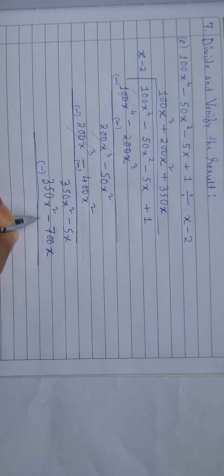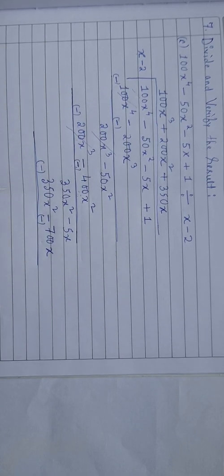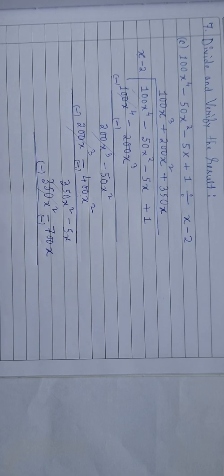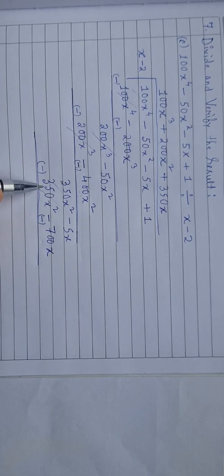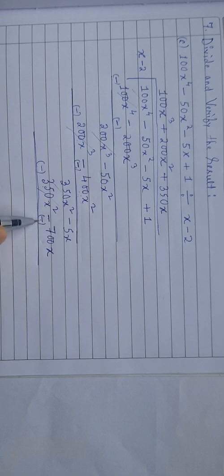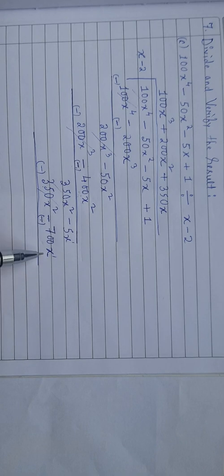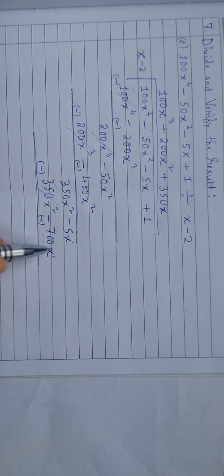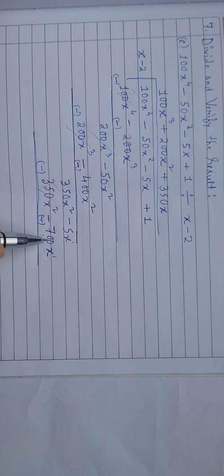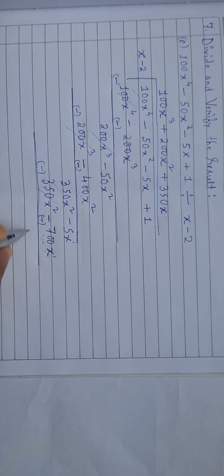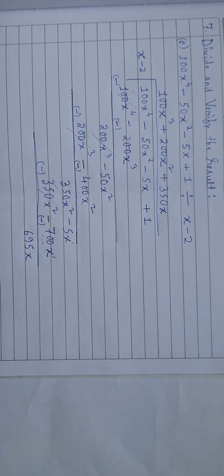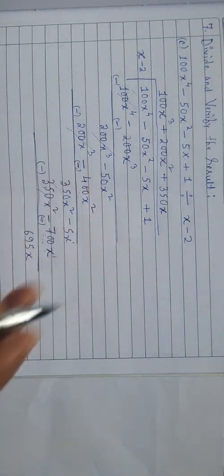This will be minus, this will be minus. So this 350 and this 350 will be cancelled since it is plus and it is minus. Now this minus and this minus, once again it will make it plus, so it is plus 700x. And here it is minus 5x. Since here also x to the power 1, that means these two are like terms, therefore they can be added or subtracted. Now plus 700 minus 5 is 695x, plus this one will be brought down.